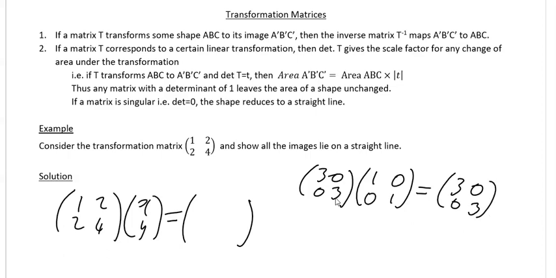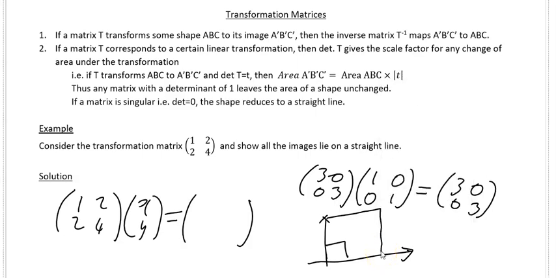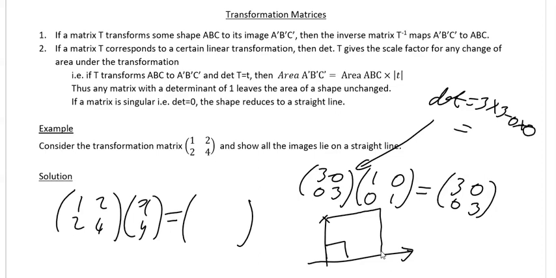If you do that out, what you get is 3, 0, 0, 3. So if you imagine how I've got this, there was my unit square, and now what it's become is this thing which is 3 times bigger. So the determinant of that would be equal to 3 times 3 minus 0 times 0. So the determinant would be equal to 9. And if that's a 3 by 3 square, its area is 9 units squared.